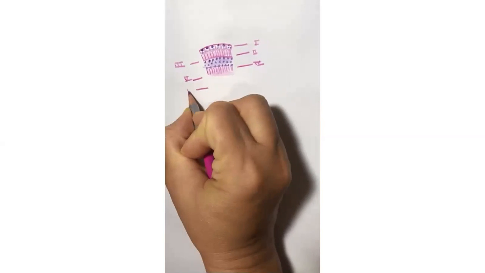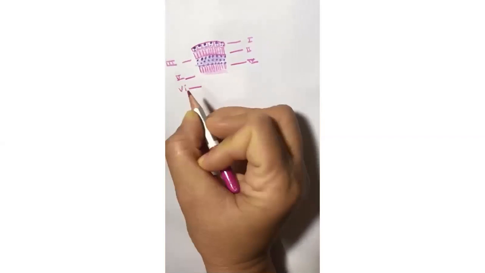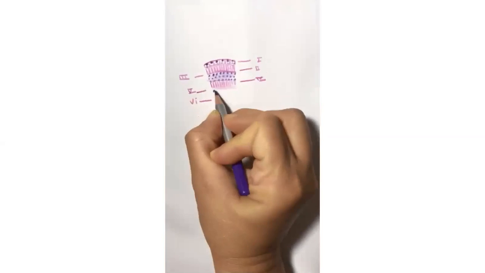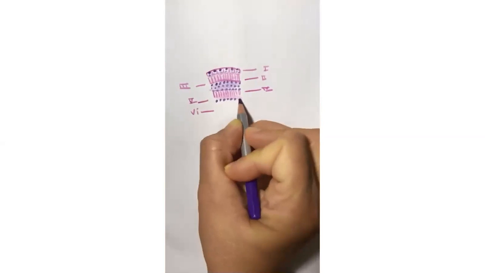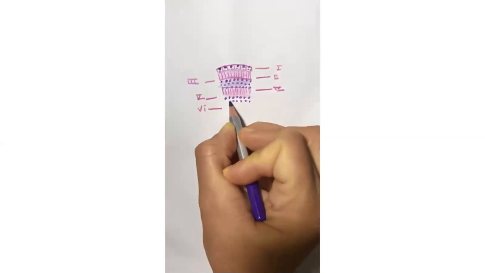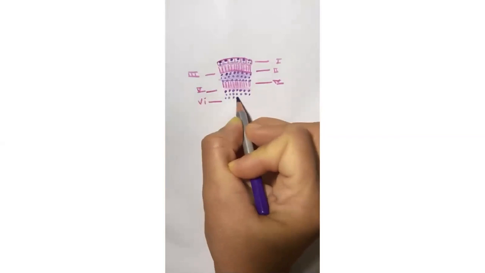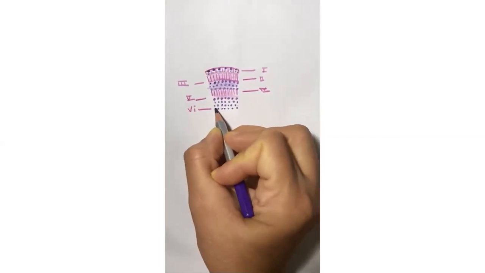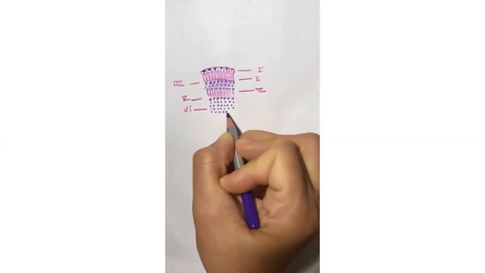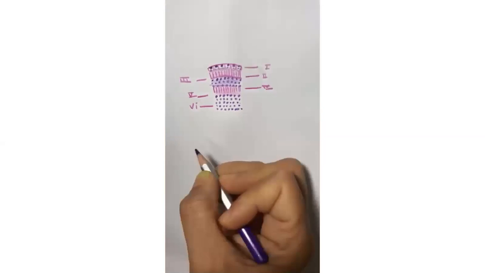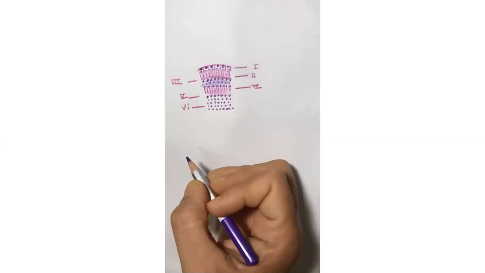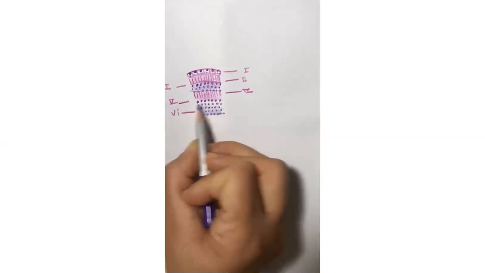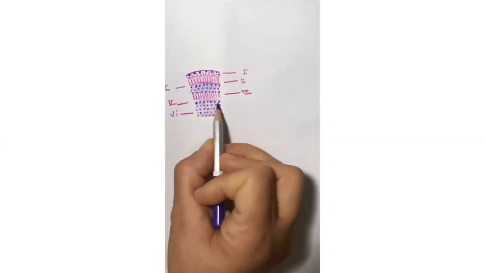Now the sixth layer. Sixth layer is the inner nuclear layer. Inner nuclear layer basically contains cell bodies of four different types of cells, so you will draw the nuclei of different sizes. These four different types of cells are horizontal cells, amacrine cells, bipolar cells, and Muller cells. As I told you, the cell bodies of the Muller cells lie in this inner nuclear layer.